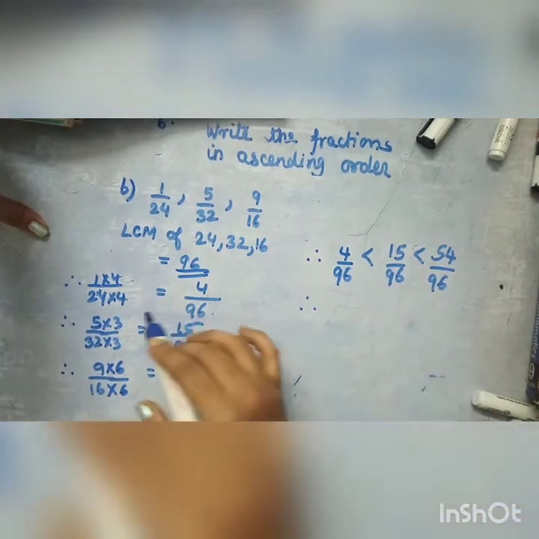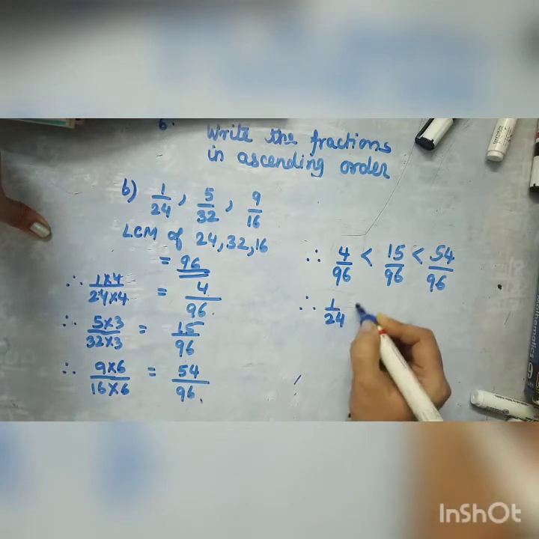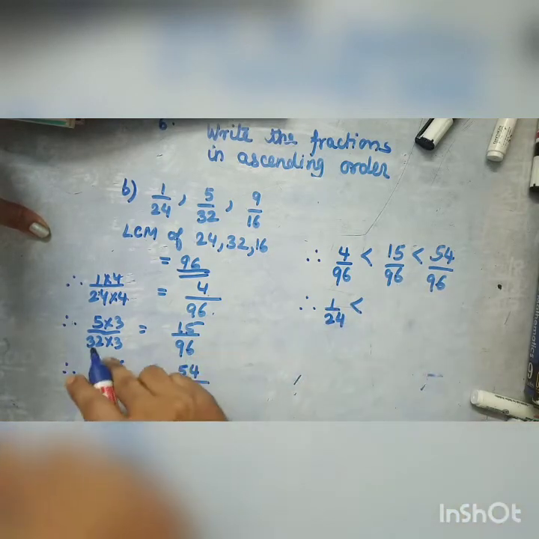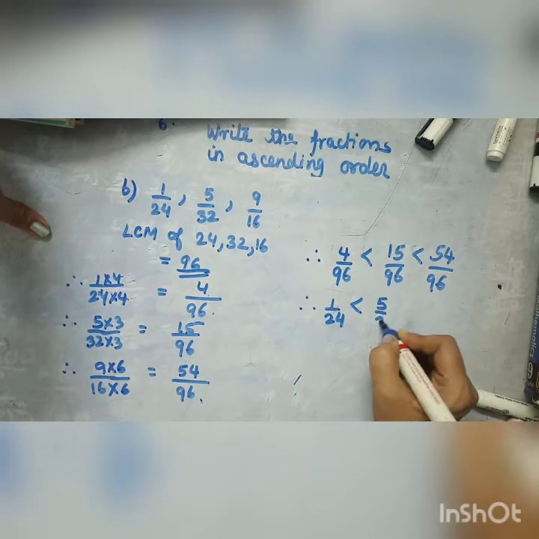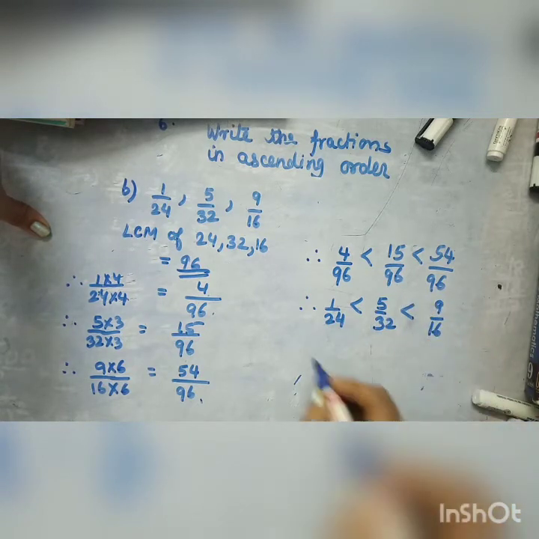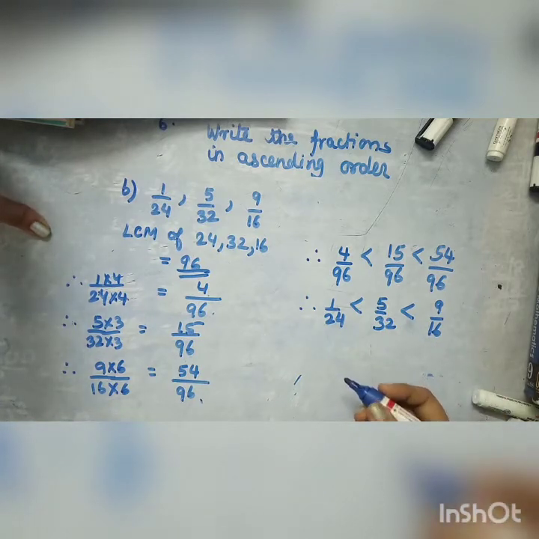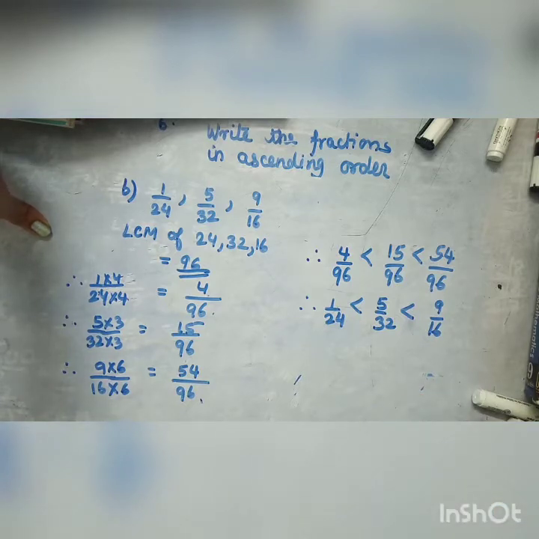4 upon 96 किस में आया था? देखिए, 1 upon 24 में। फिर आपको 15 upon 96, 5 upon 32, and then you have 9 upon 16. So you have got the ascending order for all these three fractions. Okay, so we will move to the third one.